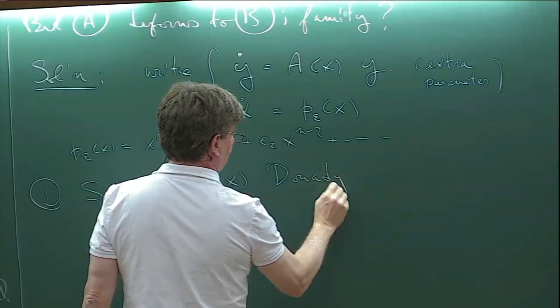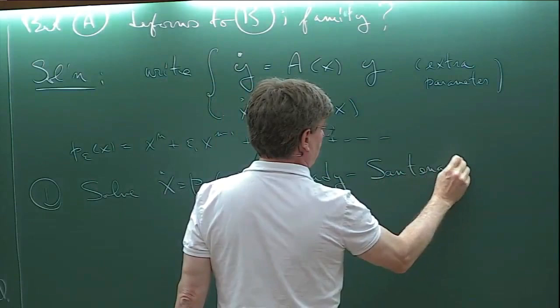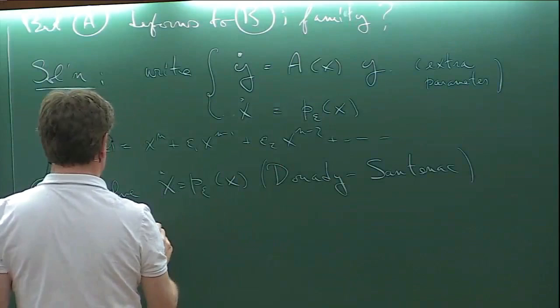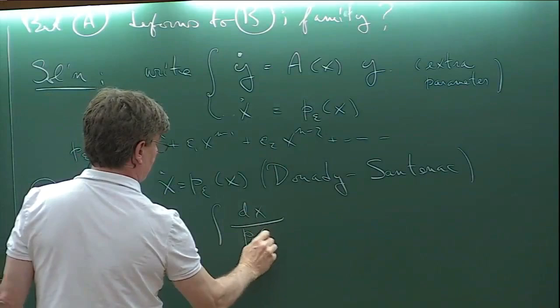I'm basically quoting Dwadzi and Santnak. Santnak was a student of Dwadzi and wrote this thesis. It was never published, but it's sort of around. And it's very nice. Of course, the formal solution to this is quite easy, right? You've got dx over dt equals that, so you get a solution which is just the integral dx over P epsilon of x is equal to the integral of dt.